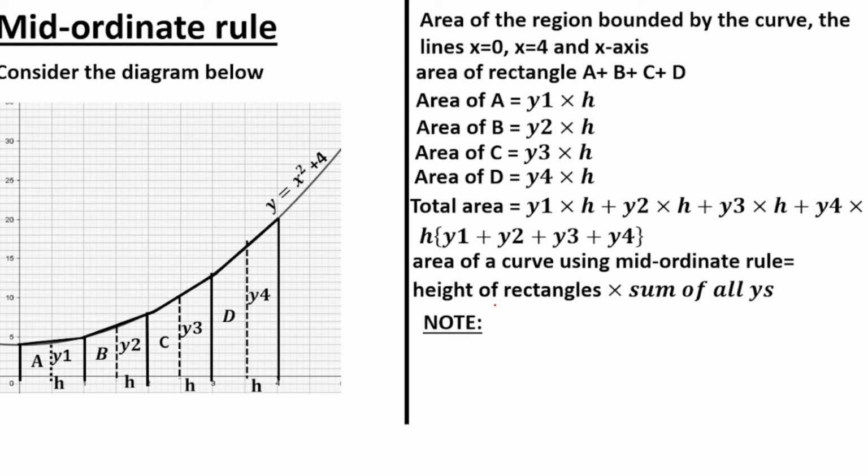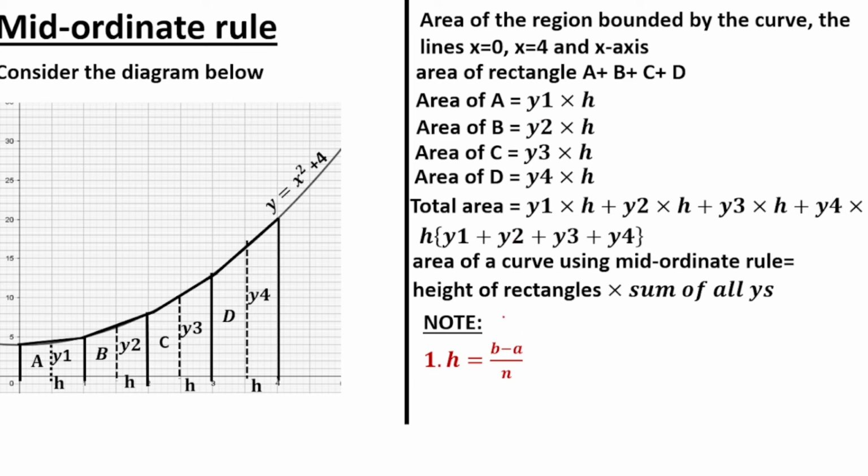So note, we have certain points that we need to note: in mid-ordinate rule, H is given by b minus a divided by n, where b in this case is the upper limit. So in our case, we are given x is equal to 4 and x is equal to 0. So x is equal to 4 is b in this case, while x is equal to 0 is a.